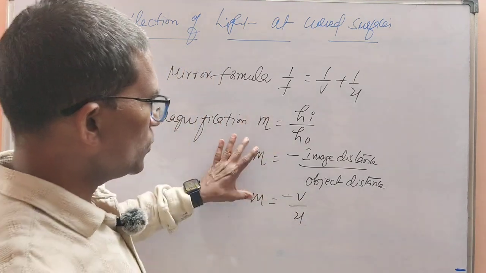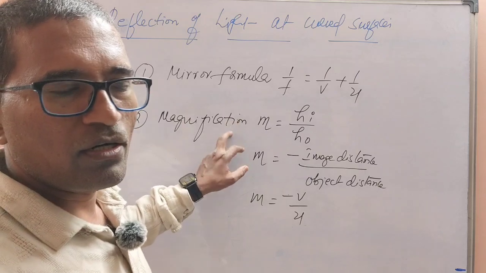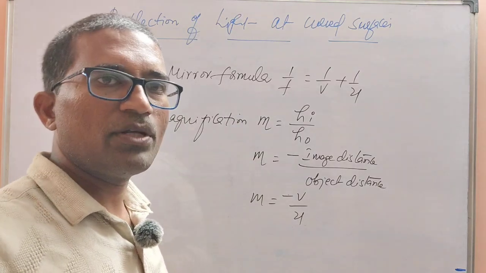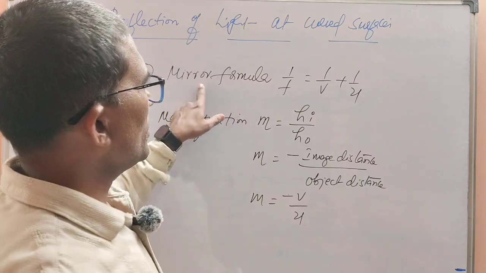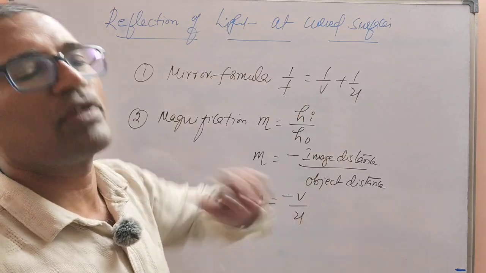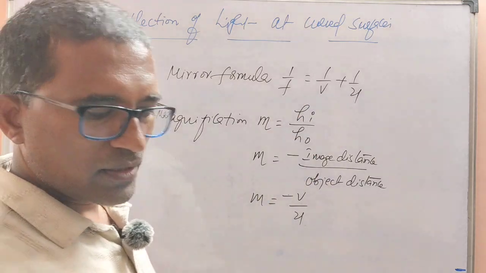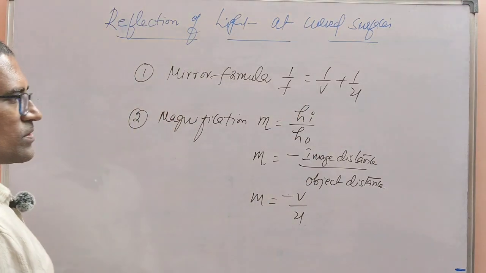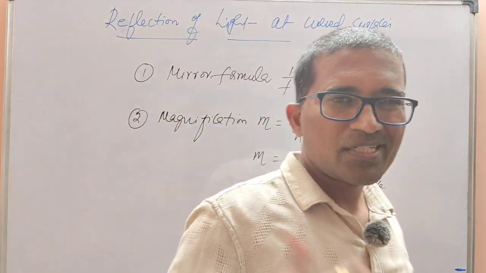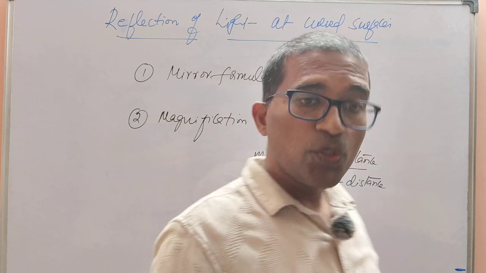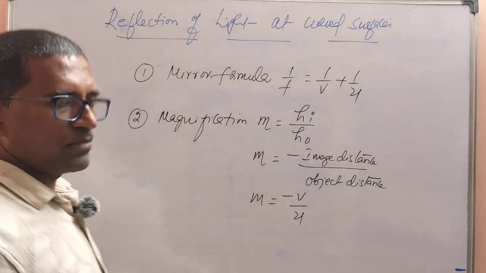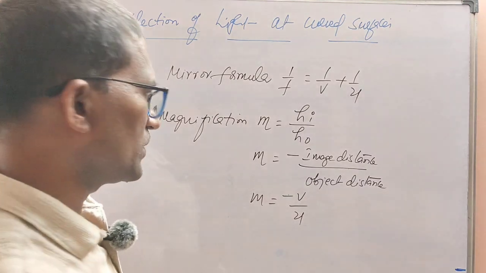So these are the two formulas we have for finding out the magnification of the image formed by either a concave mirror or a convex mirror. And this is a mirror formula which can be used for both concave mirror as well as convex mirror. And after that, before starting the problems, we need to have some idea about sign conventions. What are the conventions used while doing the problems related to reflection of light at curved surfaces?